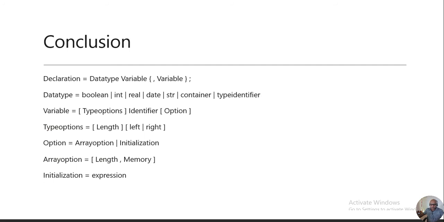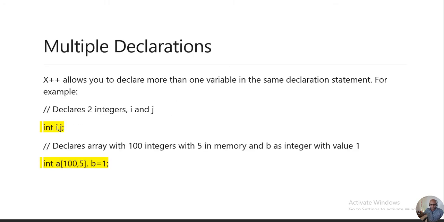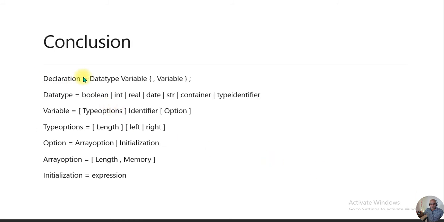So, in conclusion, a declaration is: data type, then variable, as we show here. Here int is called the data type and this is called the variable. So there is a generic format. The data types are boolean, int, real, date, string, container, type id, and tables, and we can also give arrays. Like this we can declare different variables.